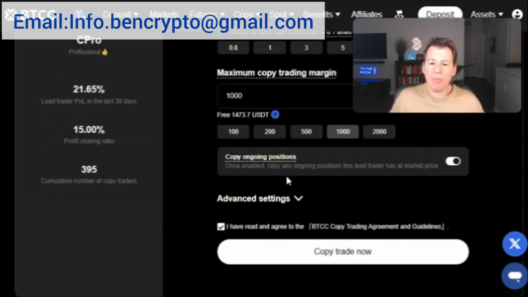So it's totally up to you. I have it toggled on. If you toggle it off, it means you're going to ignore all those past positions, even though they're still open. You're only going to copy trade the lead trader's futures positions going forward.